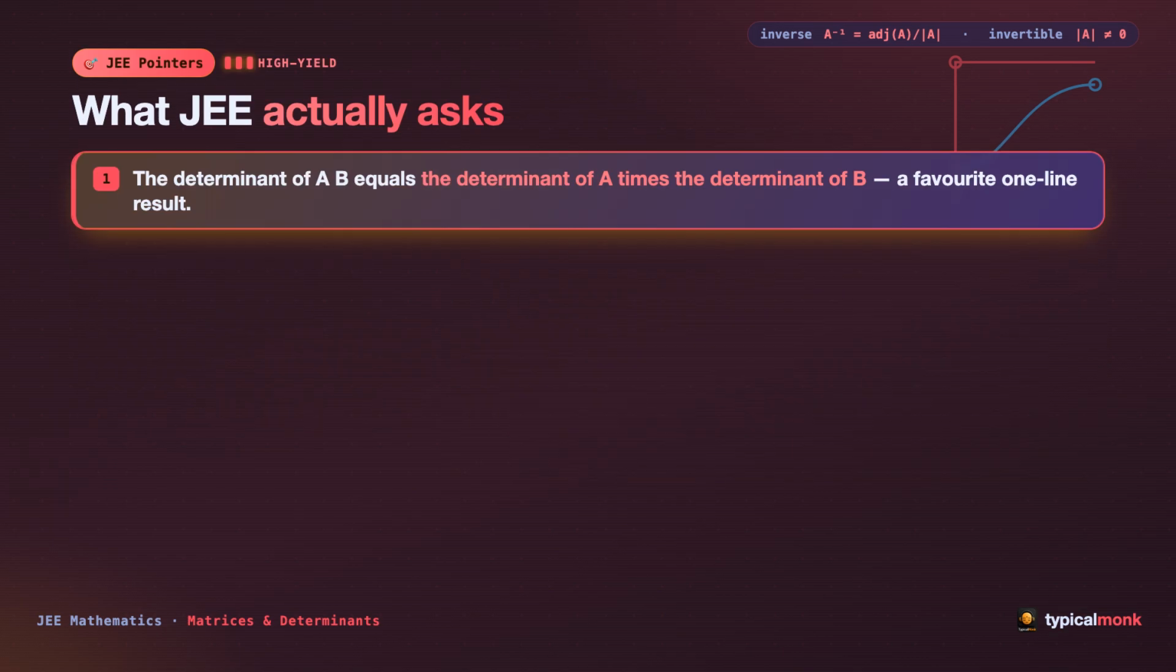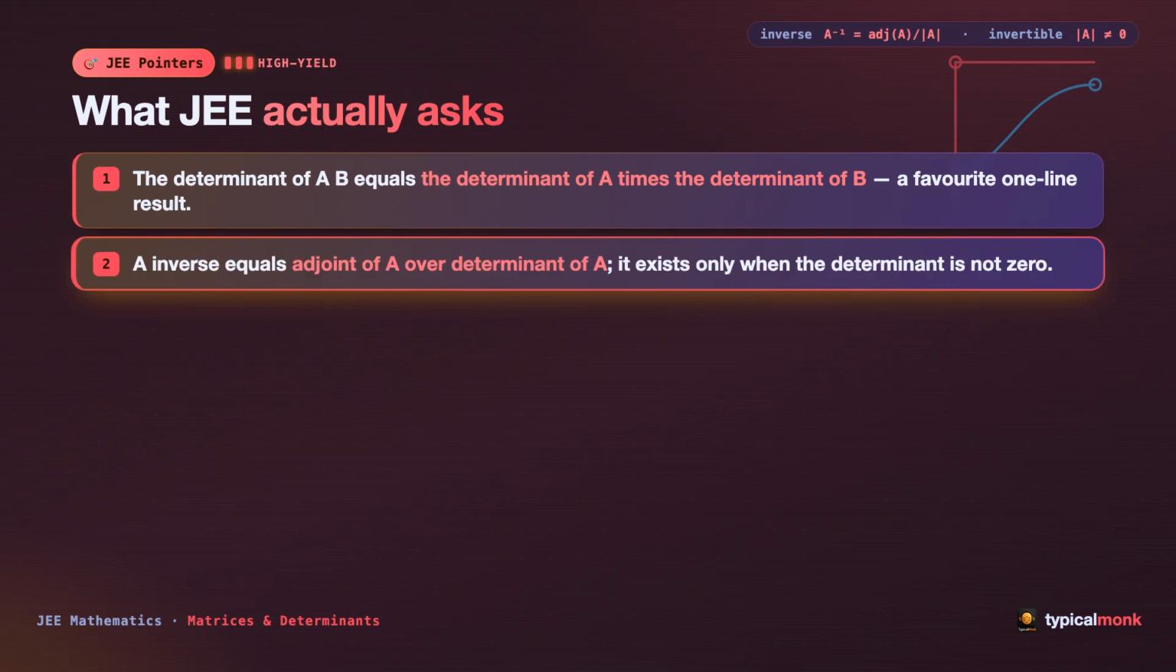Now sit up straight. These 5 lines are what the exam actually asks year after year. 1. The determinant of a product AB equals the determinant of A multiplied by the determinant of B, a clean, favorite one-line result. 2. The inverse of A equals the adjoint of A divided by the determinant of A, and it exists only when that determinant is not 0.